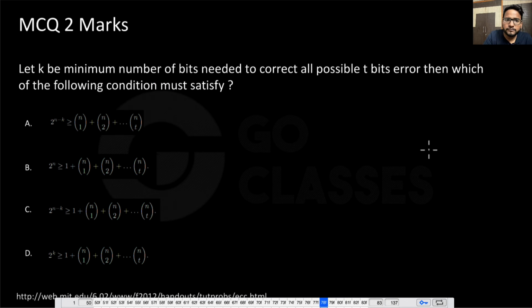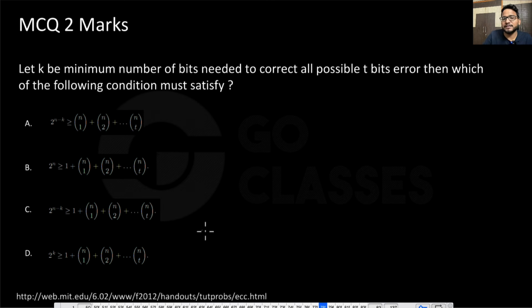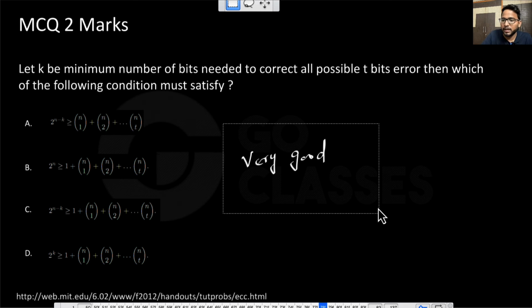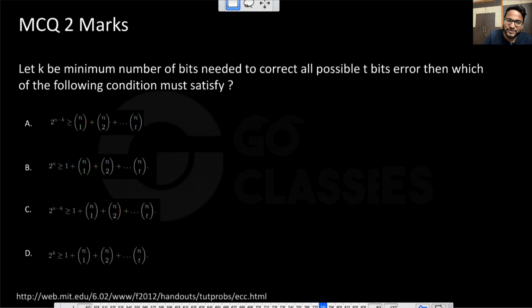Okay. Now let's see this question. This question is very nice, an extremely good question which I have taken from MIT. This question is very thought provoking, and once you solve it, you will understand the formula, the derivation, and everything very nicely. So what they are saying: let k be the minimum number of parity bits needed to correct all possible t bits of error.